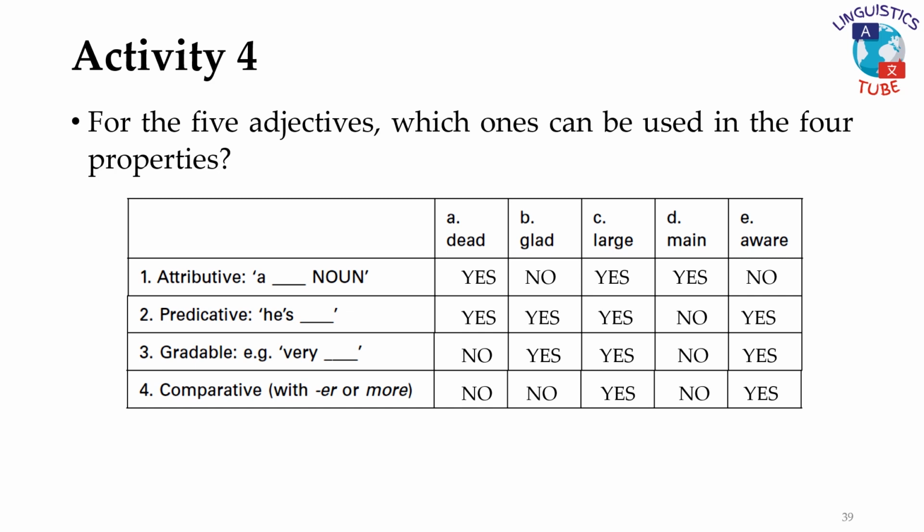Finally, main. You can say a main road. You can't say it's main. You can't say it's very main. And you can't say it is mainer than that road. So, it is peripheral.